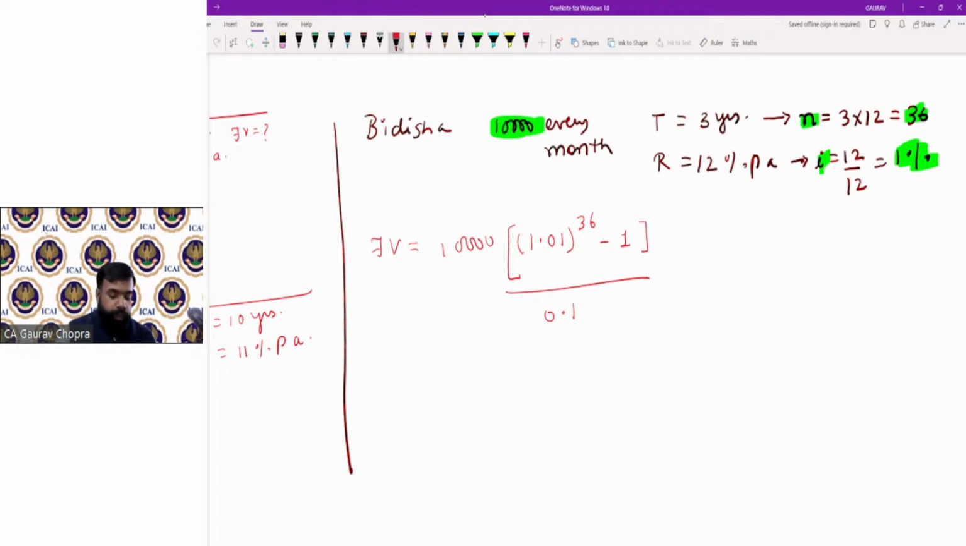So now you have to calculate this. So try to calculate power 36. So press equal to 35 times. Okay, after that you have to subtract 1. So minus 1, then divided by 0.01 and then multiply by 10,000. So how much is the answer? Kushal has given 4,30,768. Okay.